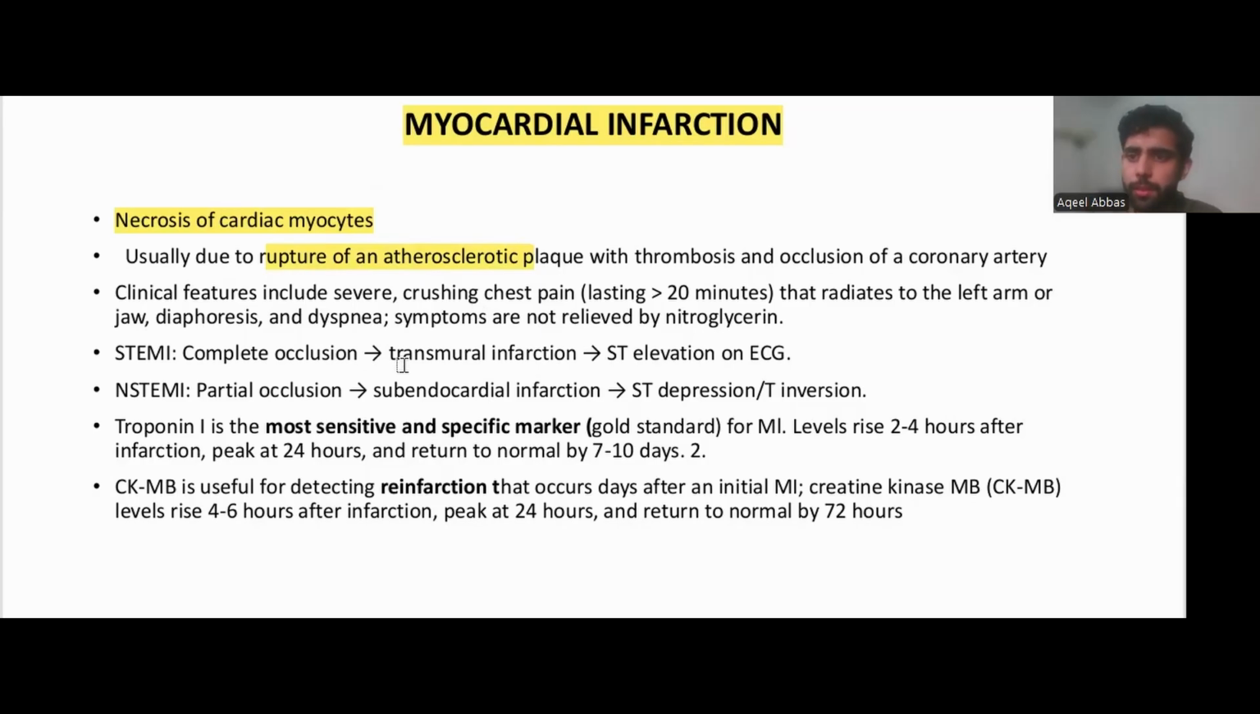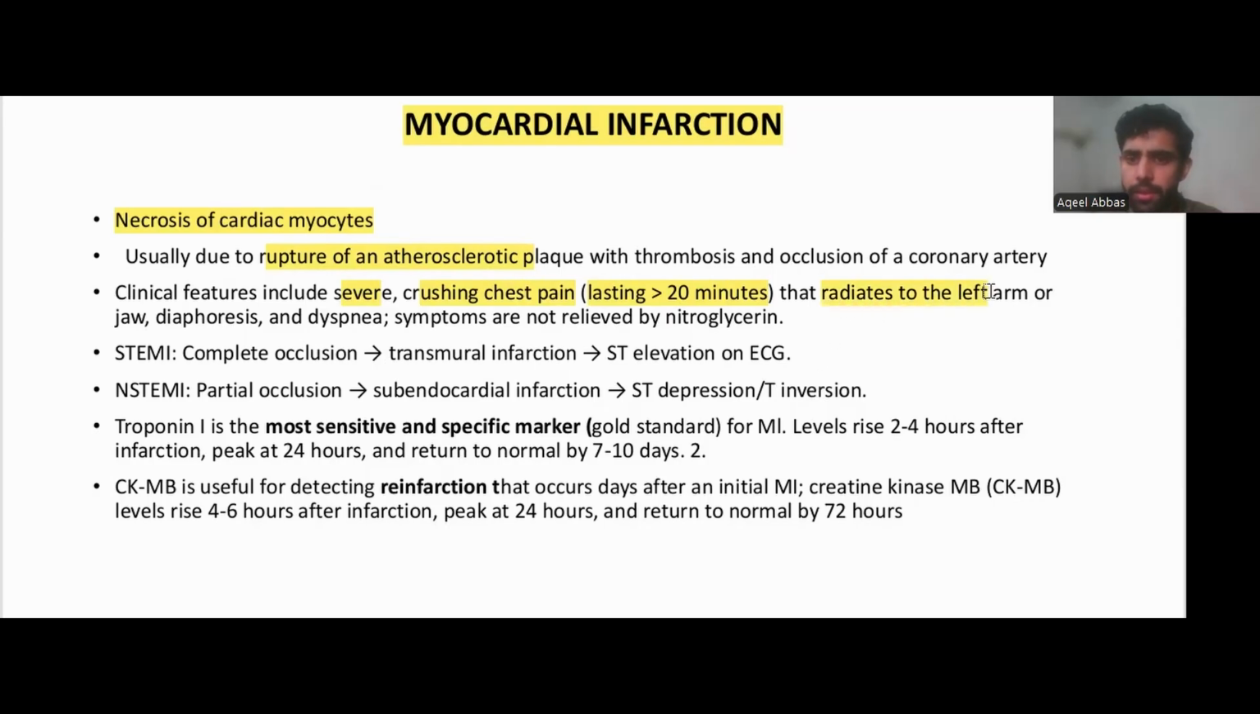So clinical features are same as mentioned before, but they are short-lived in angina, and they are persistent in a myocardial infarction. So there is severe crushing chest pain that lasts more than 20 minutes. If it's less than 20 minutes, it's mostly reversible. So we give rest, we give nitroglycerin, and the pain resolves, and then we have to manage them in hospital. But if it lasts for more than 20 minutes, then we have to rule out ischemia. So most probably the ischemia has occurred at this point.